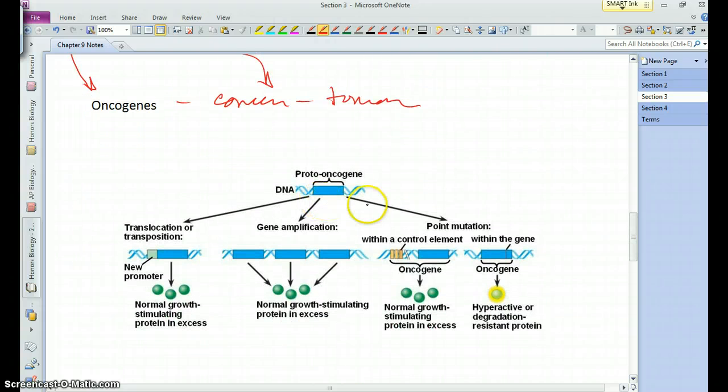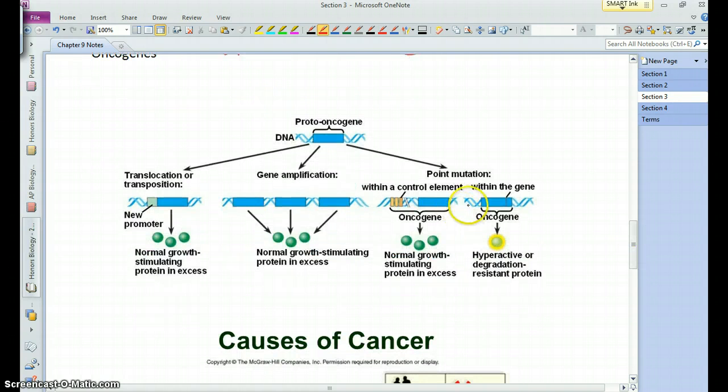So essentially, again, these proto-oncogenes, they're normal genes. They control the cell cycle, but when they mutate, they can become oncogenes, and they basically overstimulate cell growth and division. Don't worry about this image too much. It's out of the AP book. Just focus on this part, really.